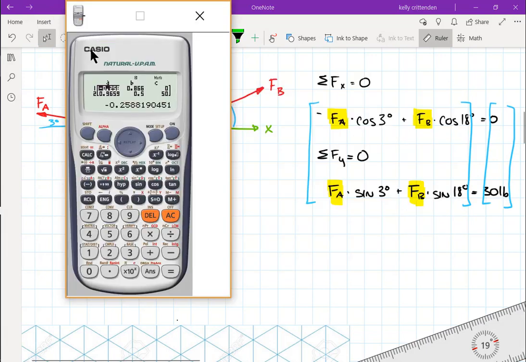So this one needs to be negative cosine of 3. That one needs to be cosine of 18. That one needs to be 0. This one is sine of 3. That one is sine of 18. And that one is 30. And we get x, in our case, x corresponds to the variable we put first. So FA is 79.6 pounds. So 79.6 and 83.5.